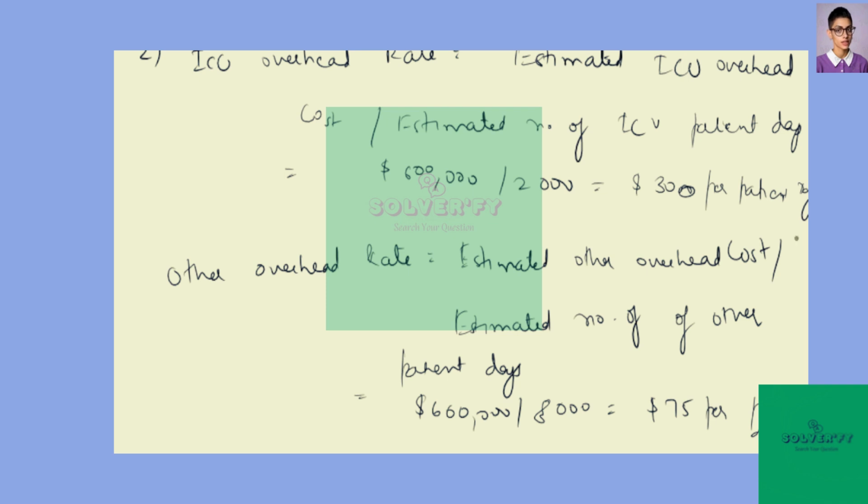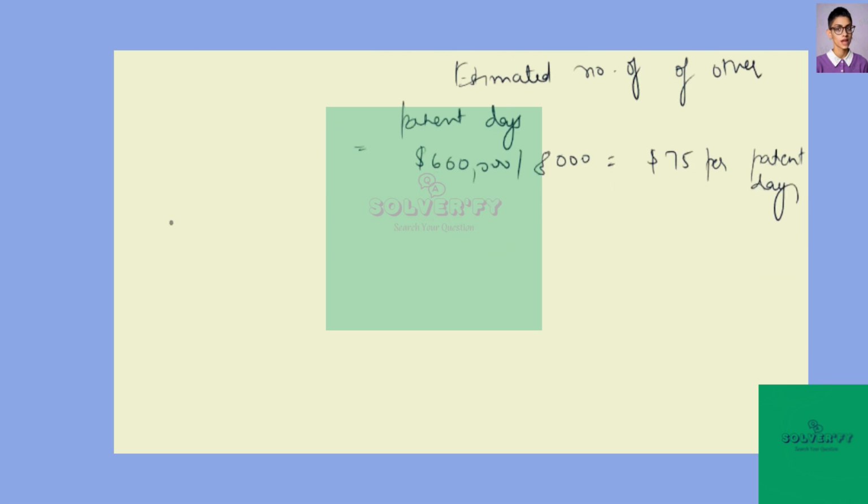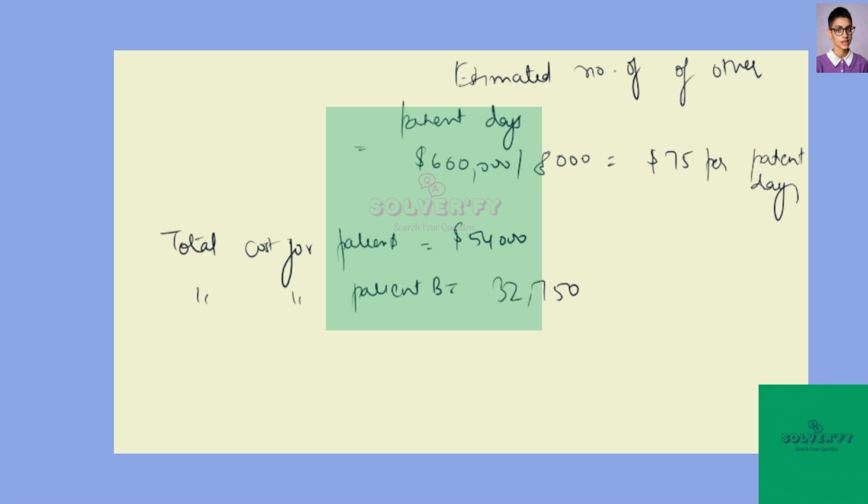Cost for patient A is $54,000 and total cost for patient B equals $32,750. What insights are revealed by the staff accountant's approach?